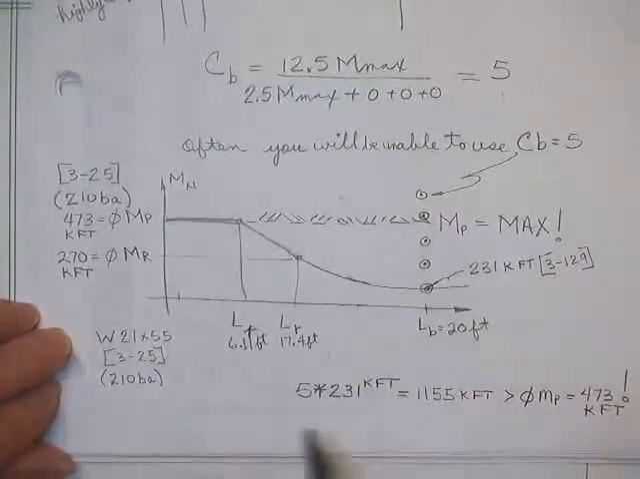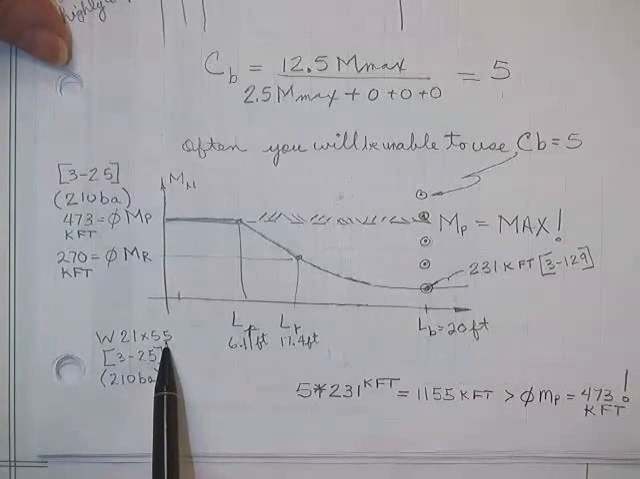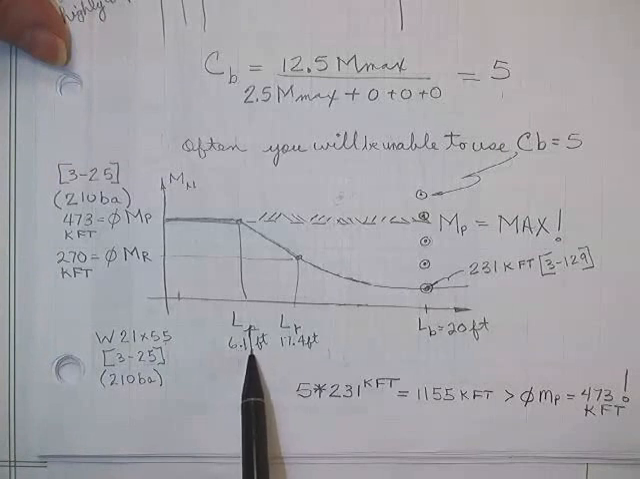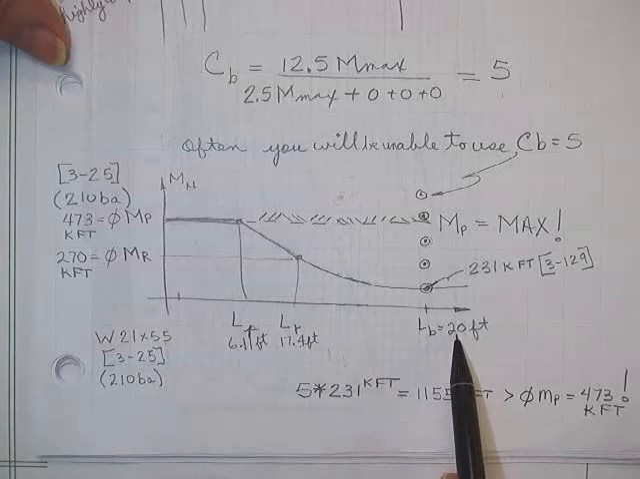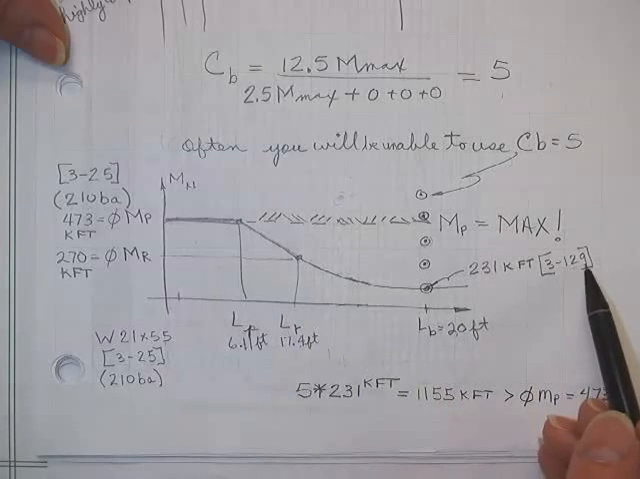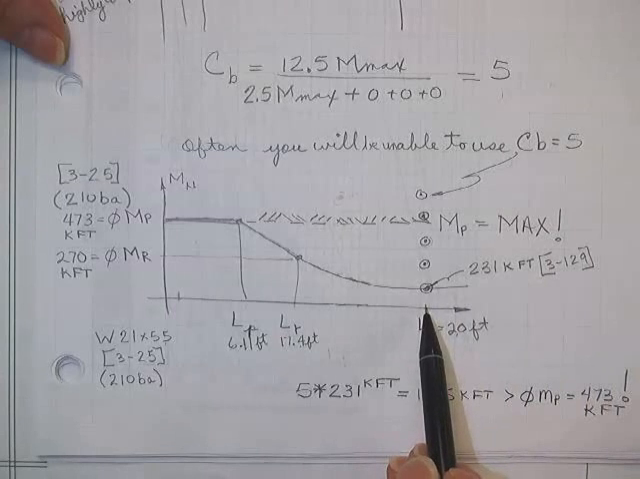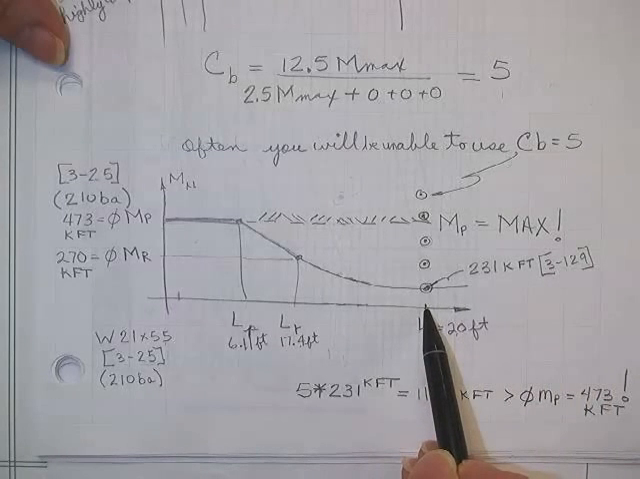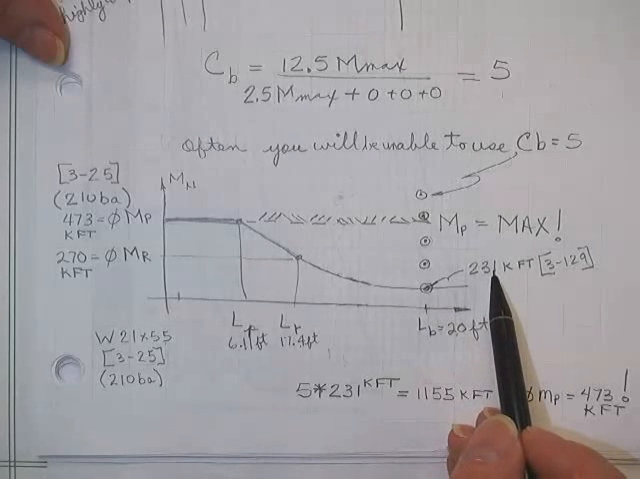Now, I just pulled one out of the book here. This is for a W21 by 55. I went and looked up its L sub P. I looked up its L sub R. And so I went past L sub R, went out to 20 feet, and I actually just pulled this number off of page 3-129, those graphs, rather than solve for it. And so, according to Timoshenko's equation, I had 231 coming to me.